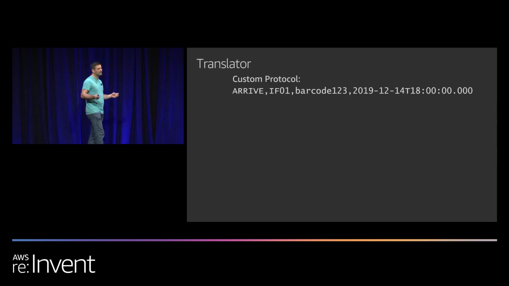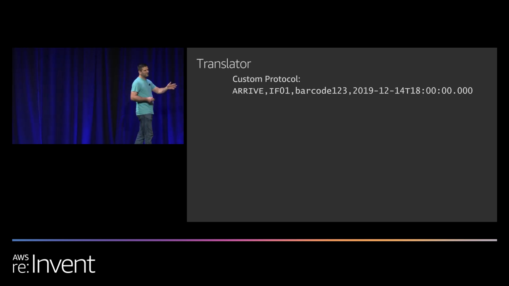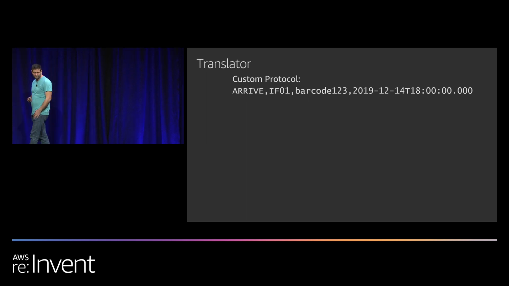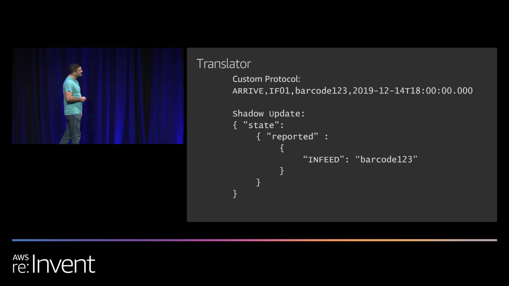So this is what our arrival event looks like. We've got some custom protocol that I invented for the sake of this talk. We've got some comma-separated message stream format here, which we have an arrive event. This IF01, which is some way of representing in-feed number 1, right? And we've got a barcode on that tote that shows up and a particular time that it got there. How could we model that as a state update? Well, we can turn this into a reported update into the shadow, turn that into an in-feed so it's maybe more readable.